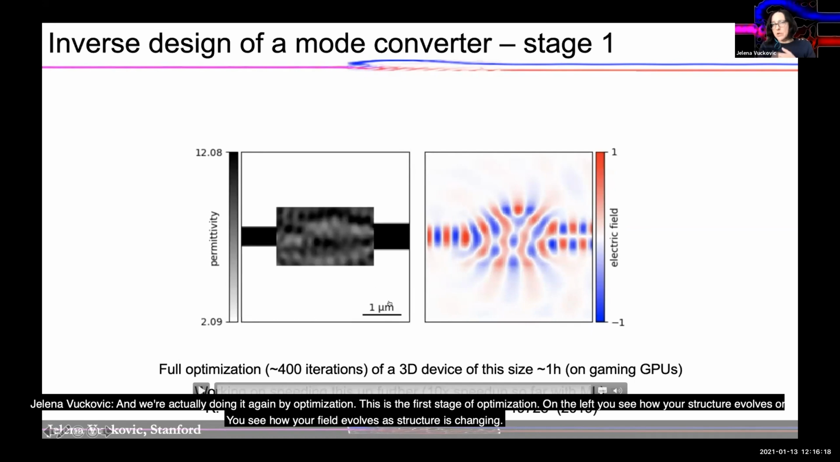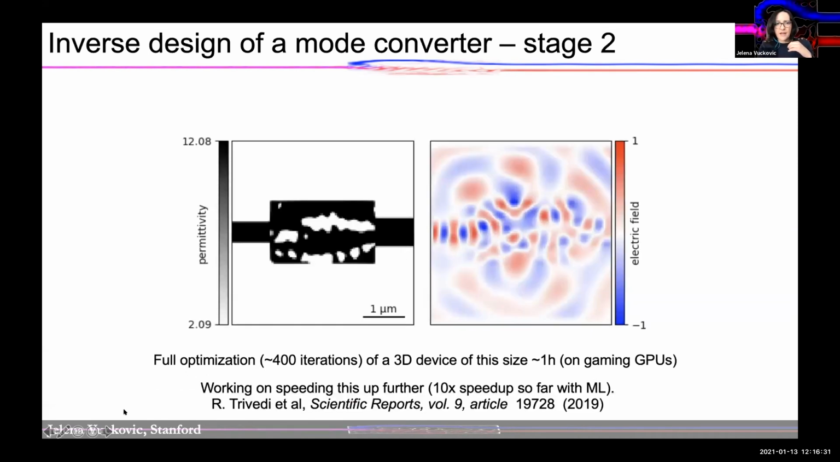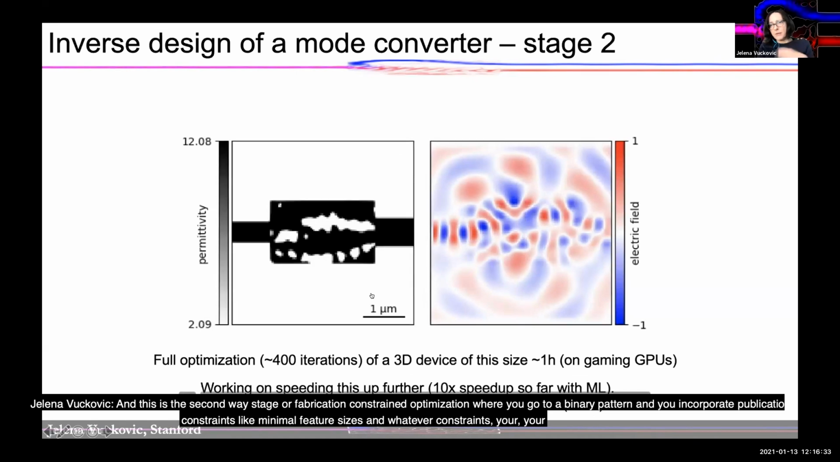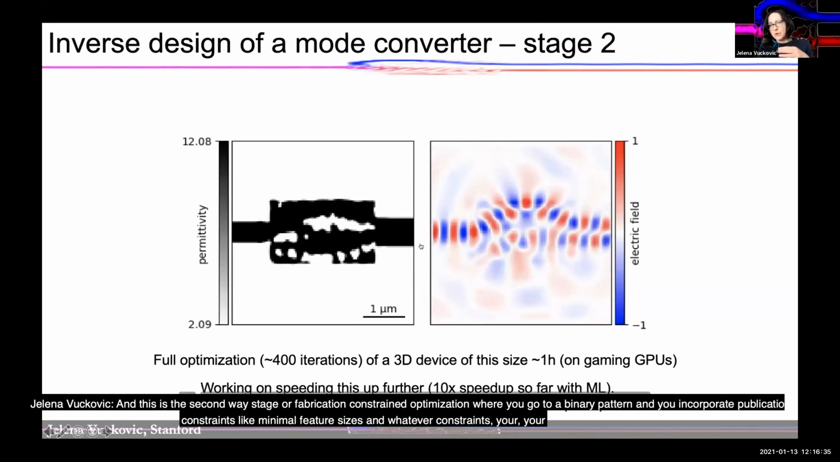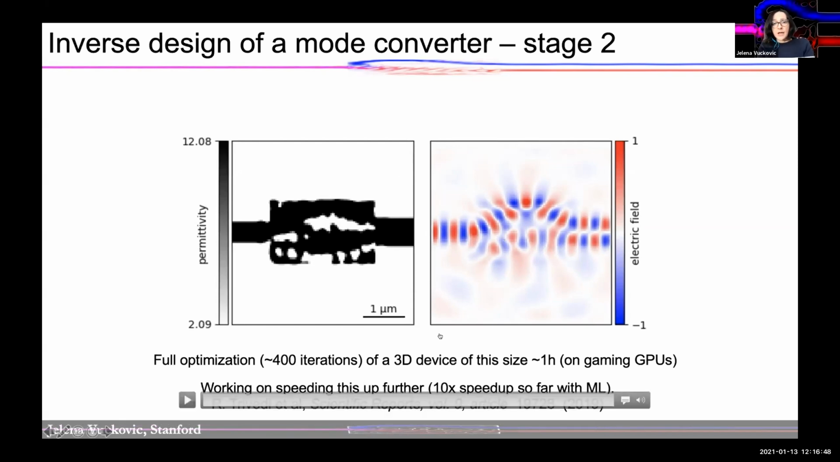This is the first stage of optimization. On the left, you see how your structure evolves. On the right, you see how your field evolves as the structure is changing. This is just the first step where you vary the refractive index continuously, but that's not really yet the final solution because nobody can make this. And this is the second stage of fabrication constrained optimization, where you go to a binary pattern and you incorporate fabrication constraints like minimum feature sizes and whatever constrains your figure of merit. And here is the final field pattern on the right, which is actually a mode conversion.